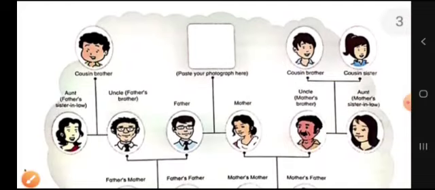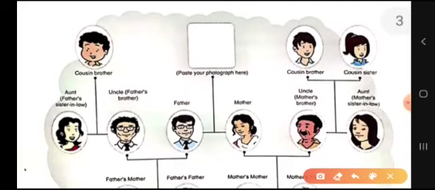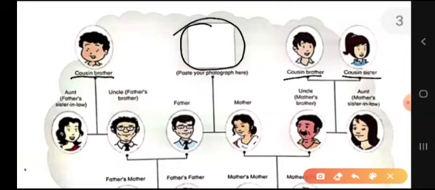Now, there's a blank picture here, and you will have to paste your own photograph. Okay, now let's see. Now you are in the center and you have your cousin brother here and cousin sister here also. Now let's see how they are related to you.